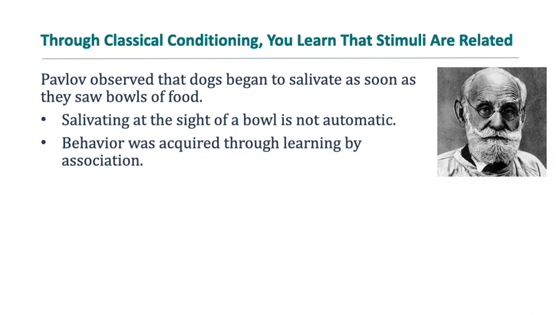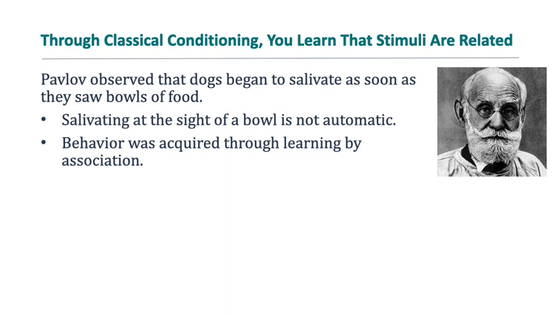So Ivan Pavlov, who won the Nobel Prize for his research, was doing his research on the digestive system. And while he was doing this research, he observed that his dogs began to salivate as soon as they saw bowls of food. He knew that this was not an automatic thing, that this was not a behavior that was already taking place, that this behavior had to be acquired by association.